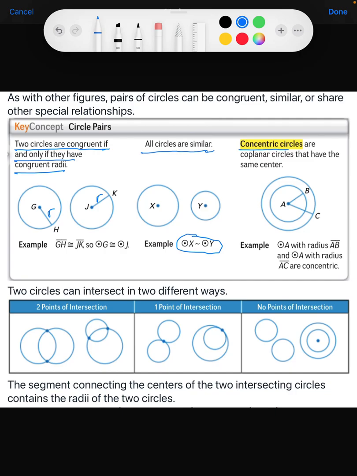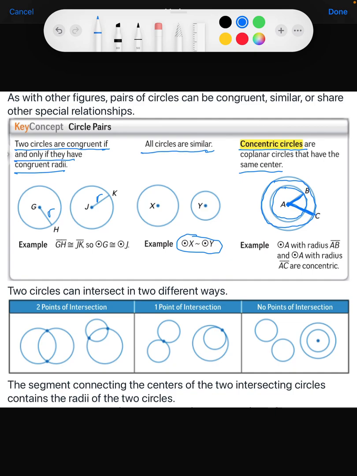Concentric circles are coplanar circles, so circles in the same two-dimensional space that have the same center. So you can see here we have two different circles, both with our center at A. And they're going to have two different radii. AB is the radius of the smaller circle, and AC is the radius of the larger circle.